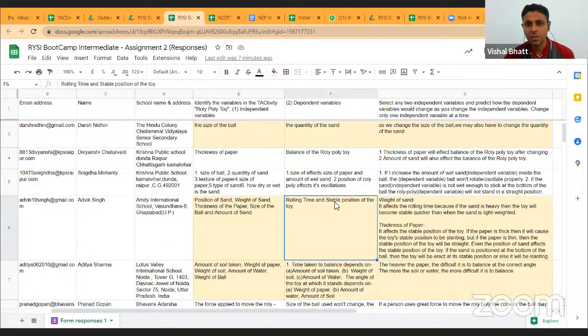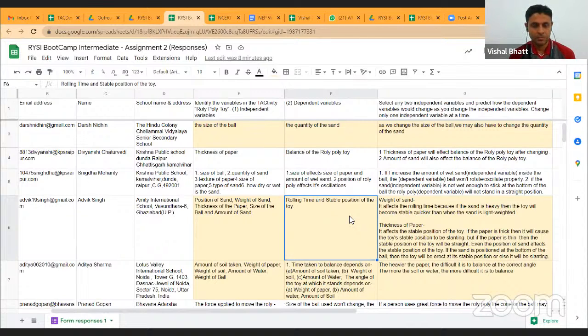Yes, sir. Good morning, sir. Good morning, Advik. I wanted to know what were you thinking? How will you find the stable position? So how exactly will you find the rolling time and stable position of the toy? Sir, the rolling time is affected by the weight of the sand and the position. The weight of the sand affects the rolling time. So if we have a heavier sand, then it will become stable quicker than when the sand is light.